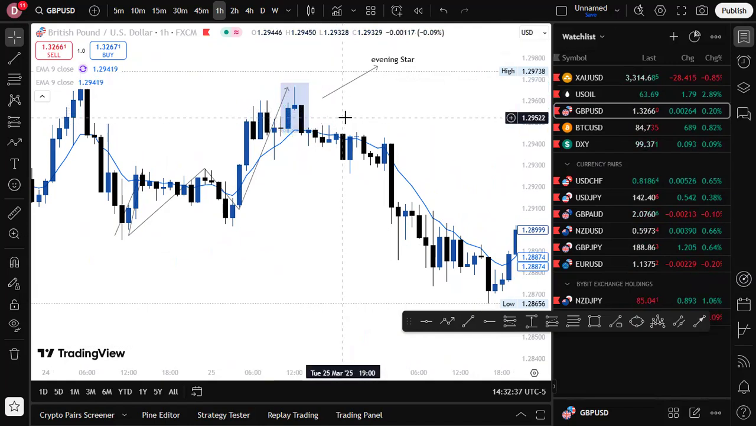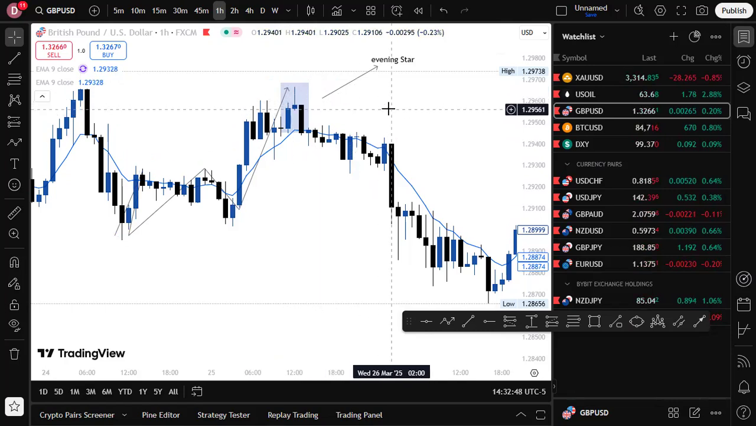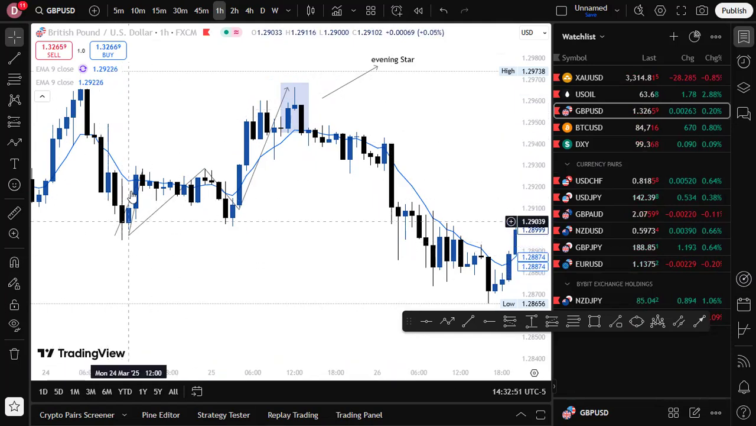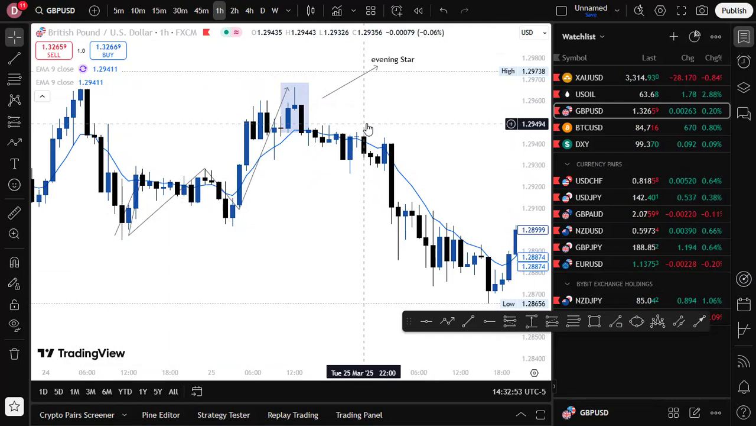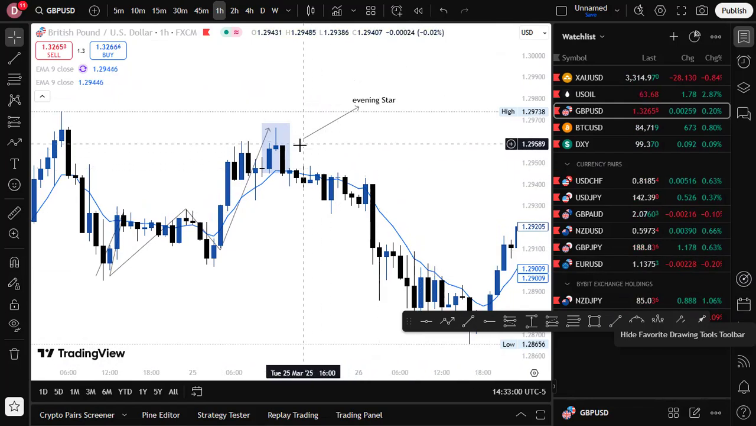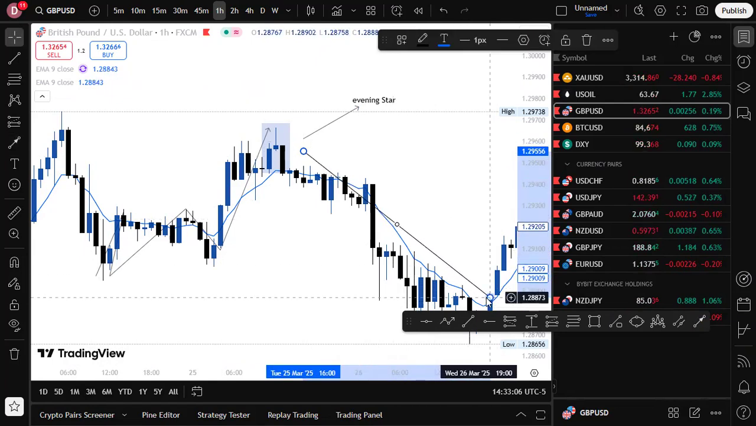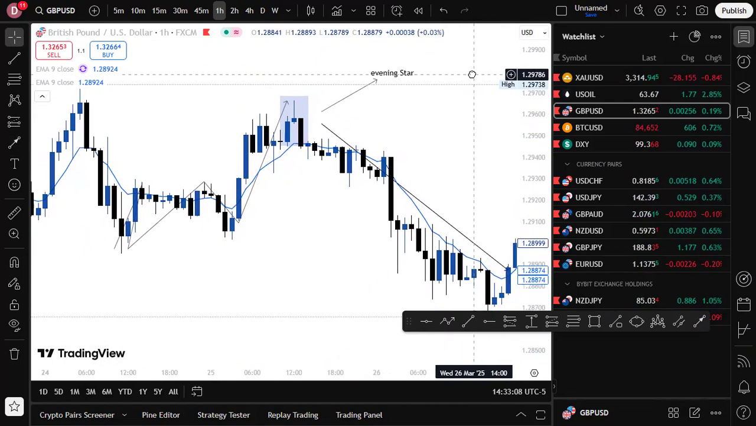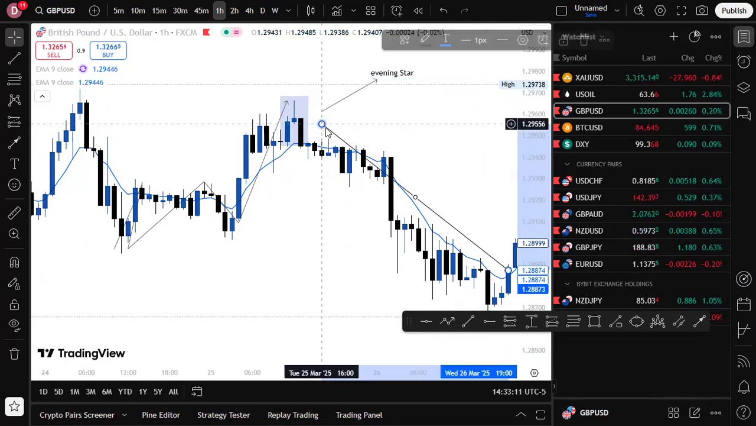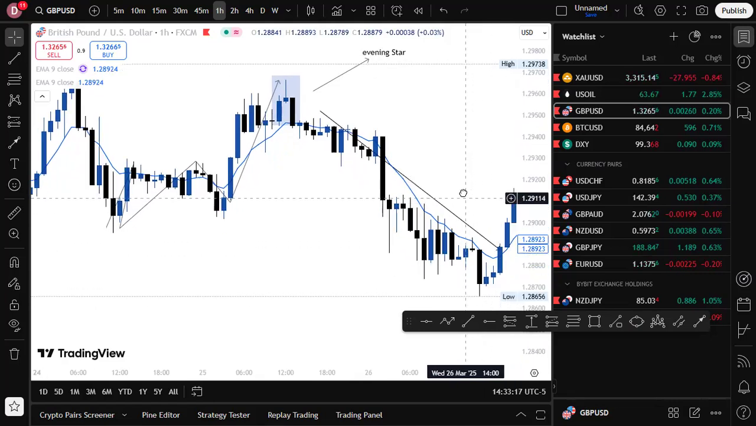As I said again, the evening star is a bearish trend reversal pattern that whenever it happens at the top of an uptrend, it signifies that a reversal is about to happen. So previously at this point, price was pulling up, and then it happened at the top of an uptrend. When it happened, you can see there was a sell-off that started from here, and price started pulling down. So this is a very strong reversal pattern that usually happens in the market.